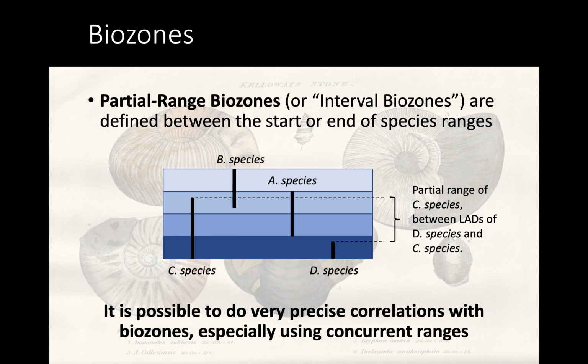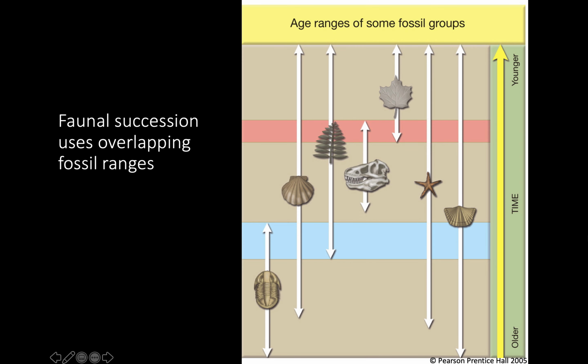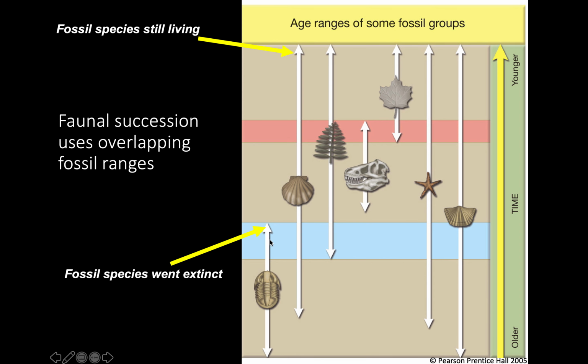With all of this, it is incredibly useful, and it allows us to do precise correlations, especially if we're using the correct fossils to do this with. Okay, so here, faunal succession uses overlapping fossil ranges. Here we have the ranges of some groups. To read this chart, these are the fossil species still living. These are where they went extinct.